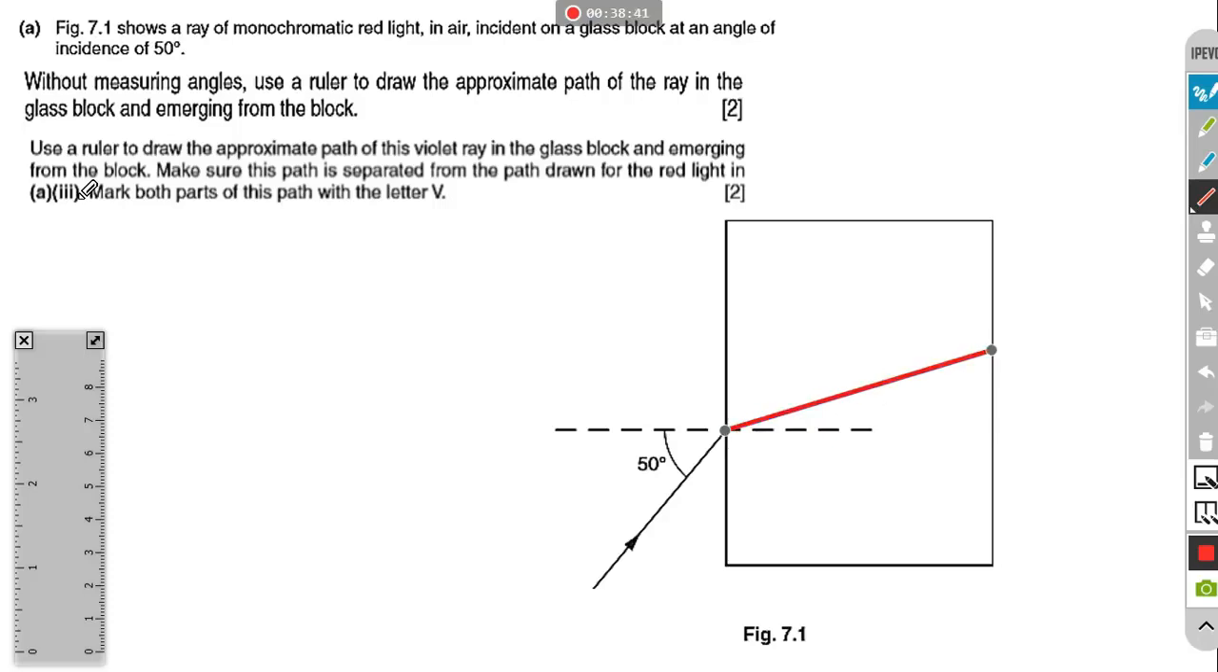Now, of course, the thing about it is that it's going to be parallel after it emerges from the glass block to this incident ray. So I'm going to draw it on top of it, then I'll just move it. Why should those rays be parallel? Well, because this is a rectangular prism.